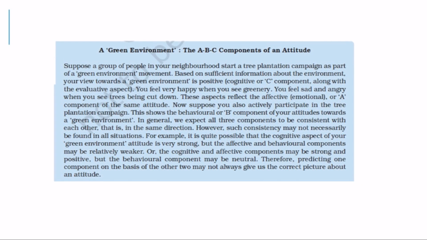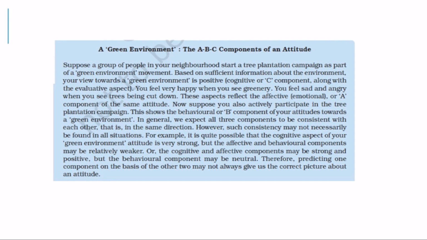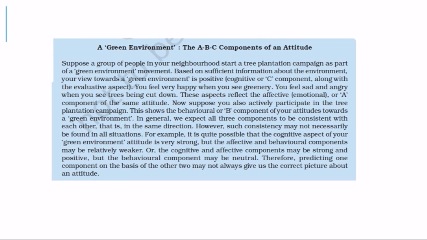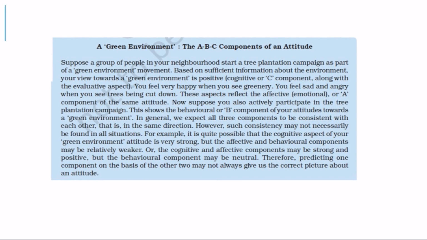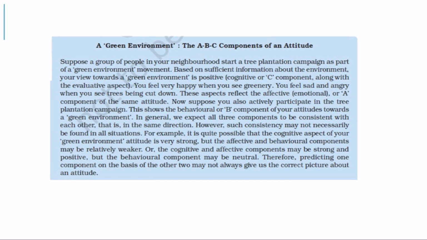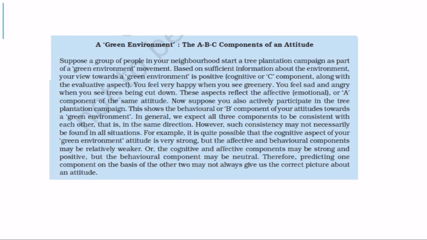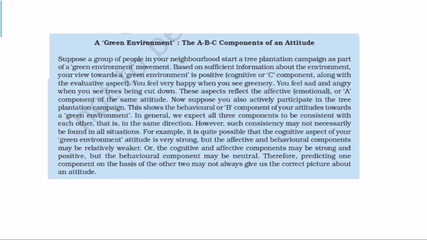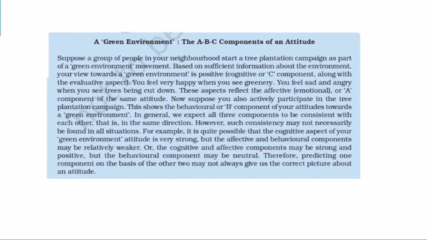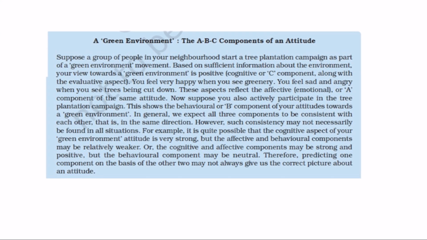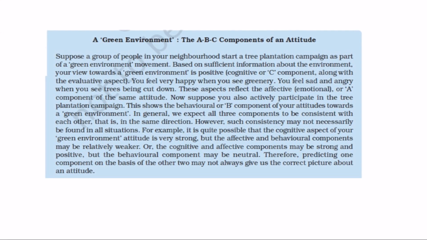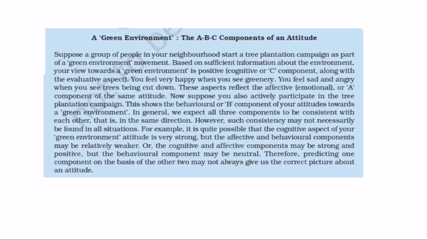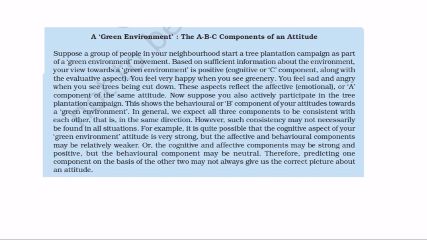Ideally, we expect these three components, cognitive, affective, and behavioral, to be consistent with each other, all aligning in the same direction. However, this consistency is not always present. For instance, you might have a strong cognitive component, knowledge and understanding, about the importance of a green environment, yet your emotional responses and actions, affective and behavioral components, may be less pronounced. Conversely, both the cognitive and affective components might be strong and positive, but your actions might remain neutral. Thus, predicting one component of an attitude based on the other two components may not always provide an accurate reflection of the overall attitude.